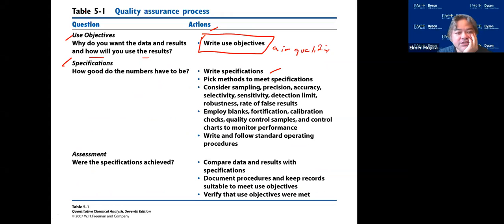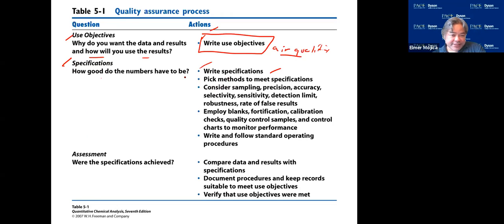Let's say we want to look at the air quality in the West Coast at this time. So you're going to do an analysis. Now, you have to set specifications. How are you going to set if the air quality is good, bad, or worse? So you have to put some specifications on that. And what will be your basis? So you have to put methods that will give you the numbers that correspond to the specifications that you set.